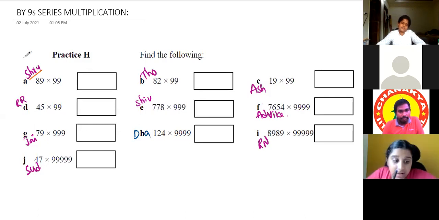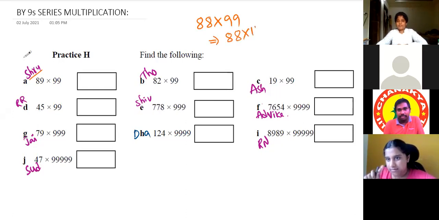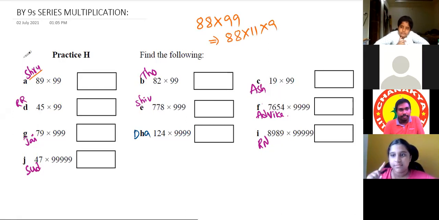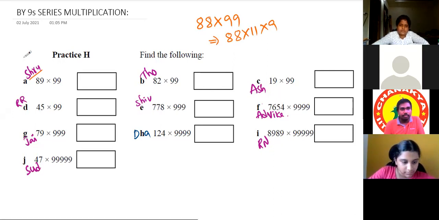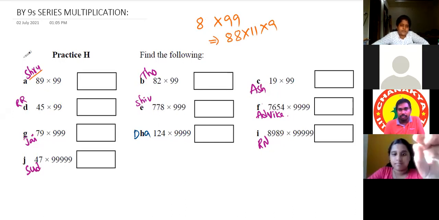Sir, I did it with your previous method. Okay, carry on. Sir, 89 into 11 into 9. Okay, that is lengthy compared to this method. Okay, your wish. Sir, actually I found that doubt, that's why I didn't do that. Okay. 88 into 11 into 9, right? Sir, it's 89. Yes, correct the question.